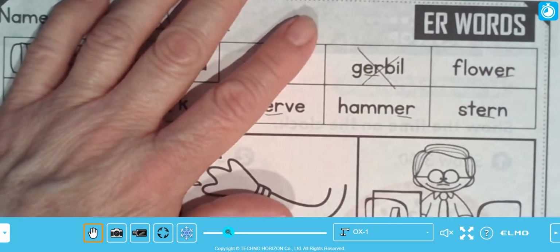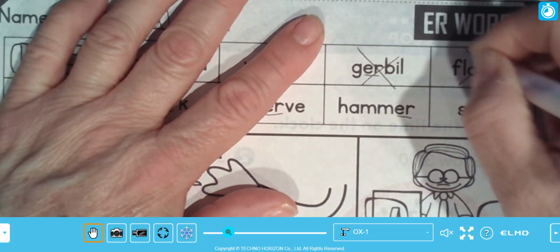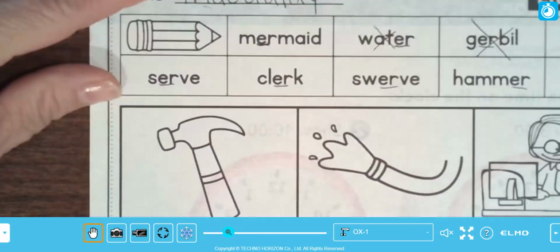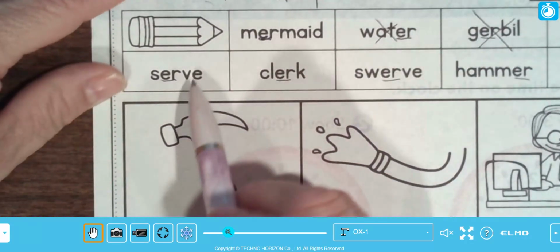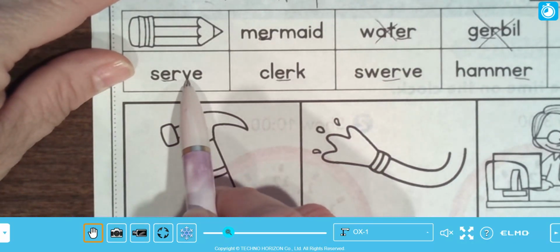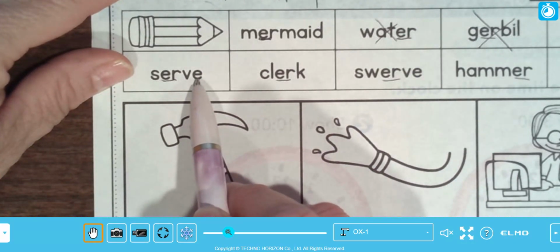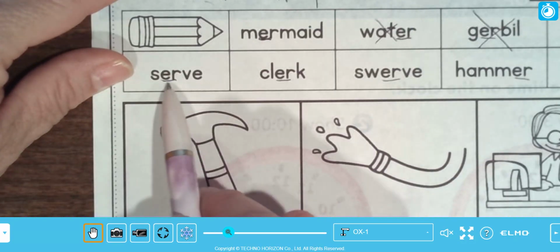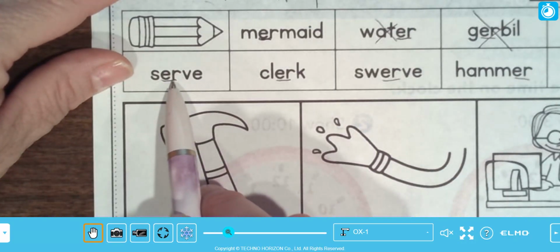Okay, so now that you've written the word flower, I'm going to cross it off. And we're going to go to the next word. Now, in this word, there's a V at the end, so it's going to end with a V sound because that E is silent. Okay, what sound does the ER together make?